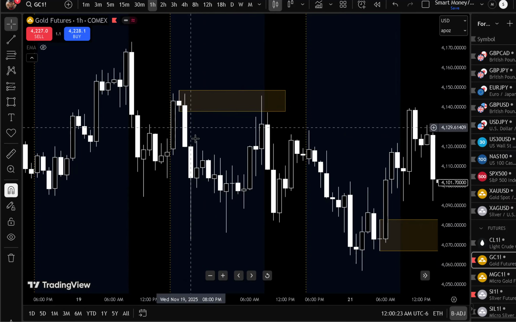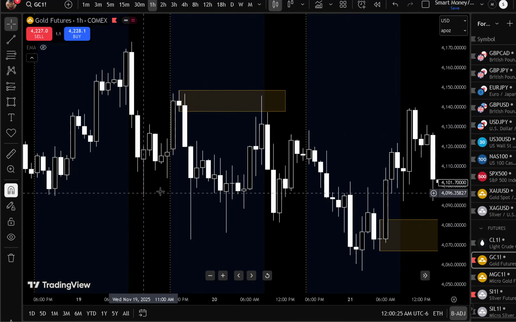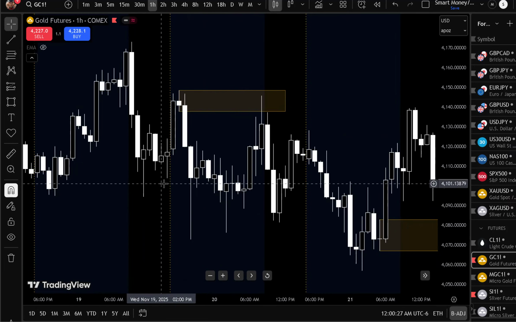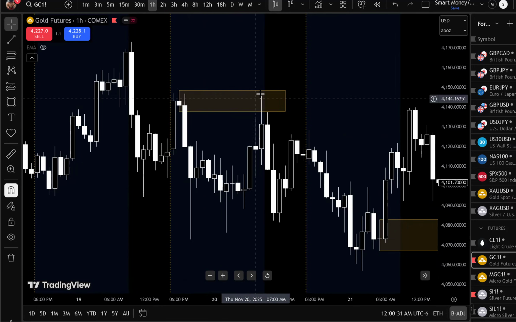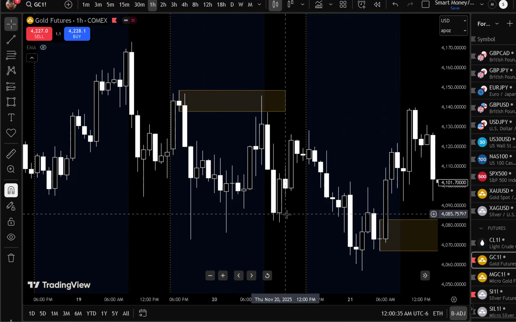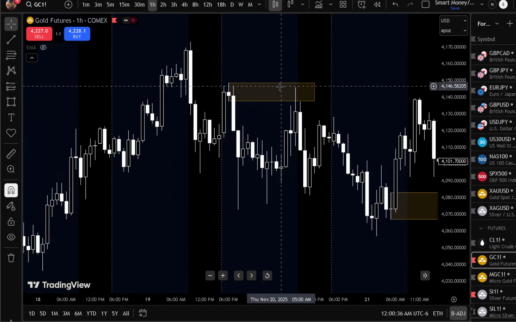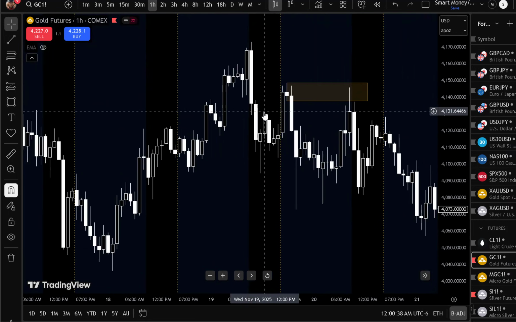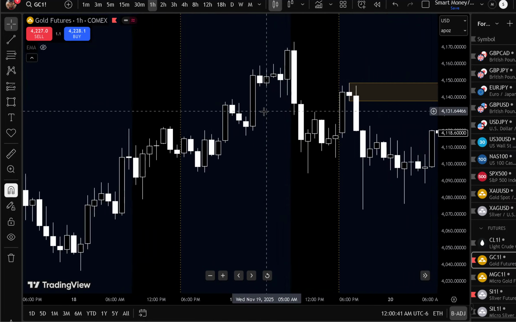Look, order block, fair value, price left. We broke structure here. We broke structure. Yeah, we broke structure here. And then price came back up, gave you your entry, and then came on down. And look, it happens all through here. Now look, check this one out.